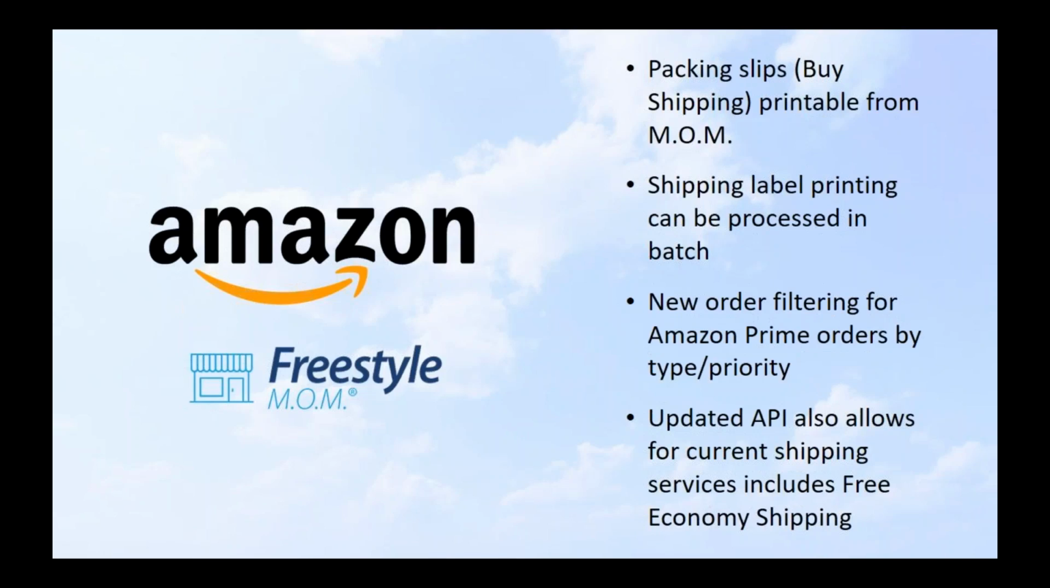So again, he demonstrated what it looks like when the packing slips are now printable from M.O.M, where you don't have to log into your Seller Central account and then print those packing slips and do the buy shipping. It's now available from the Amazon Prime orders in M.O.M that have come in. The shipping label printing can now be processed in batch from that e-commerce manager station. The new order filtering that Ian showed now lets you say, hey, let me actually look at the Prime orders and get them out first. So this way, I know they're on the way, they're good to go, and they'll meet whatever shipping standard it is that Amazon has mandated.